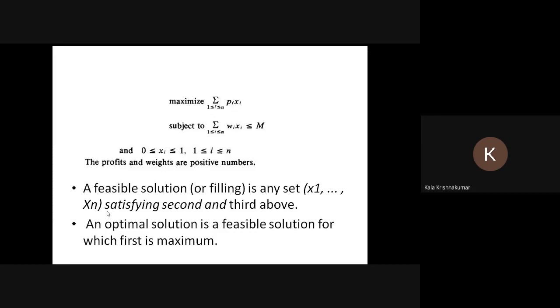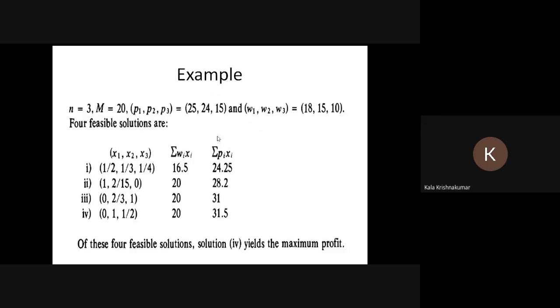So an optimal solution is actually a feasible solution for which the first condition is maximum. If it is a maximum, then you can say that that is an optimal solution. Consider an example, where n is equal to 3 and m is equal to 20. You can say that there are three objects and the capacity of your knapsack is 20. The profits P1, P2, P3 are 25, 24, 15, and the weights W1, W2, W3 of each object are 18, 15, 10.